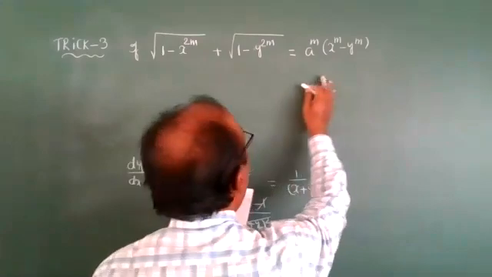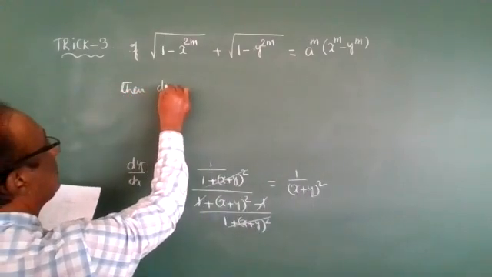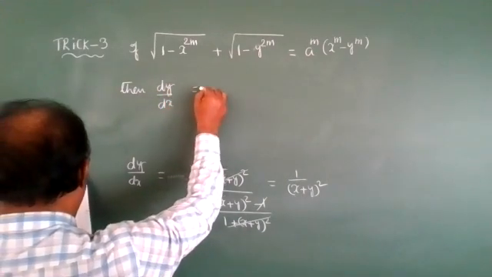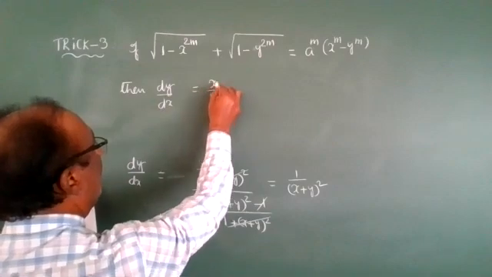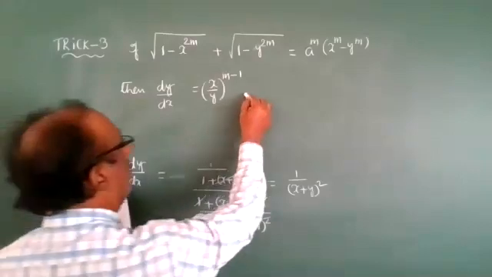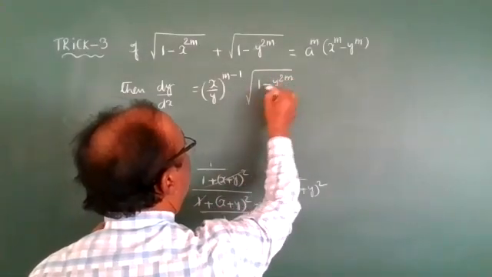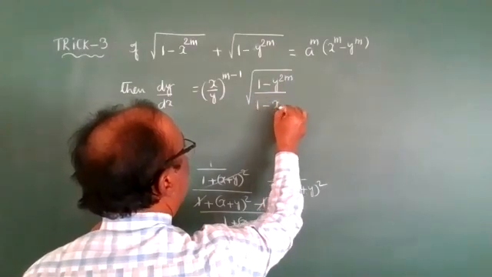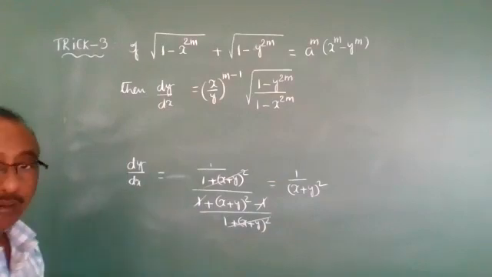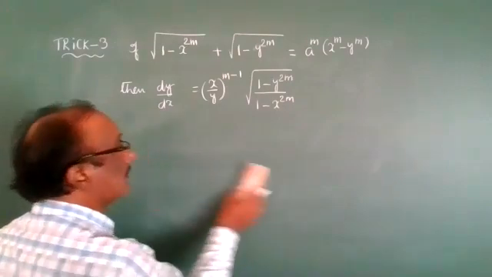Then dy by dx, short formula, see. Then dy by dx is equal to (x by y) whole power of half minus 1, times the root of 1 minus y power of full power by 1 minus x power of full power. That is the answer. So this is the problem, and I will explain how to do it.